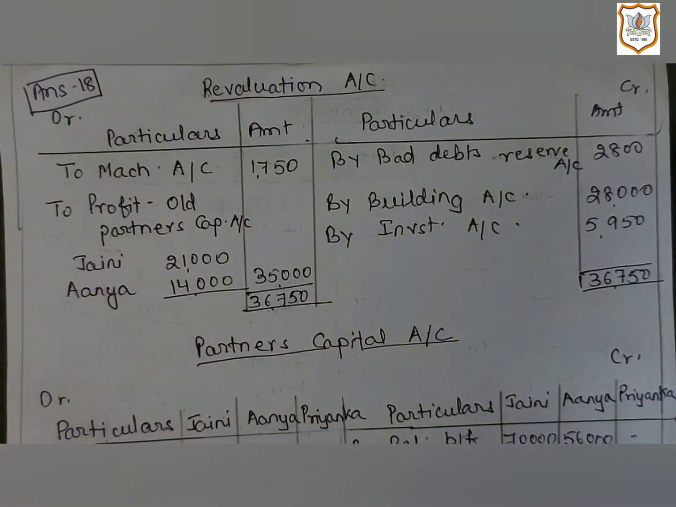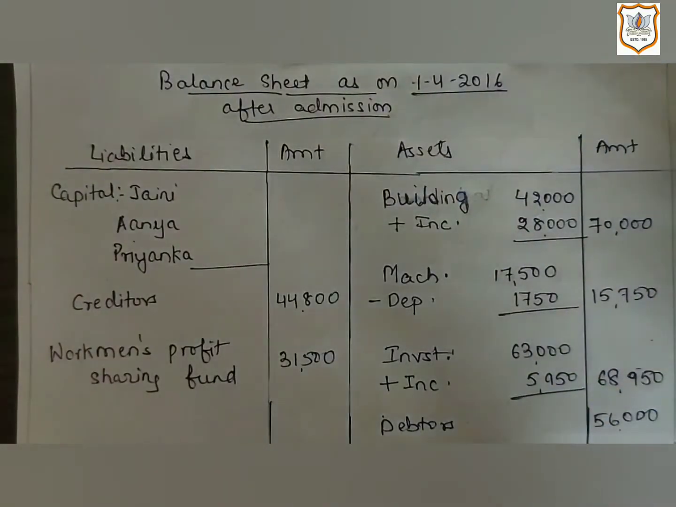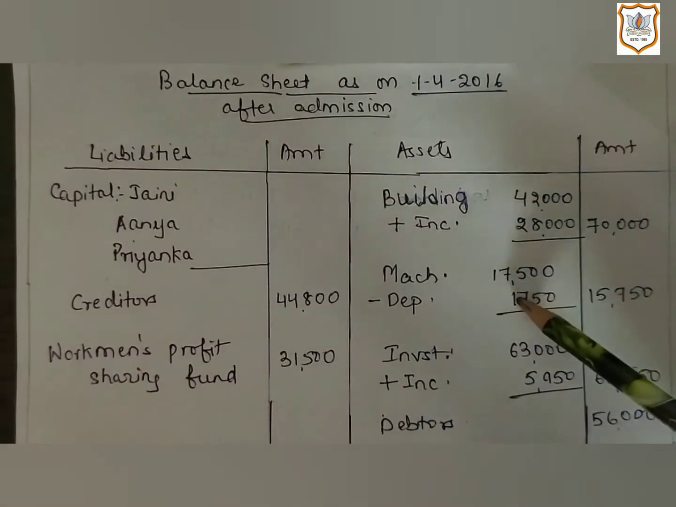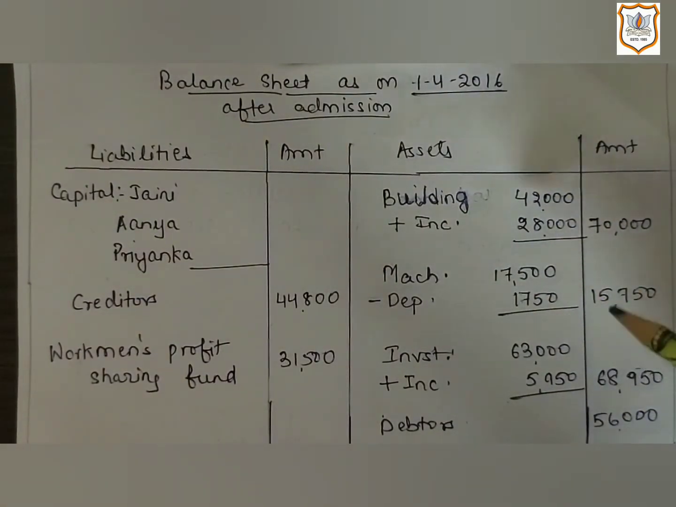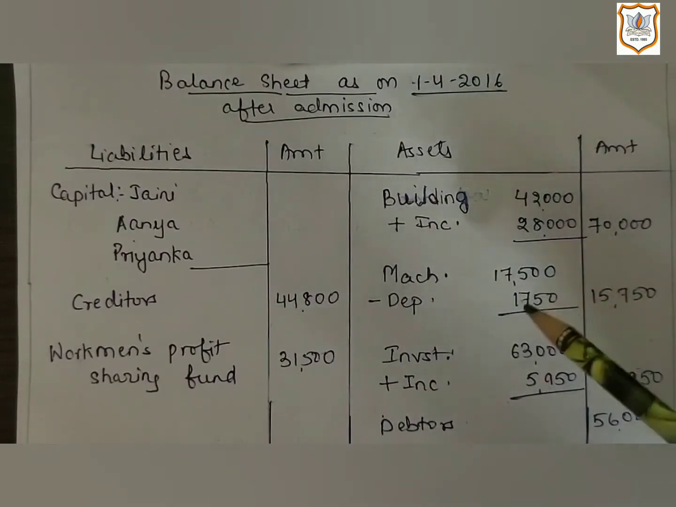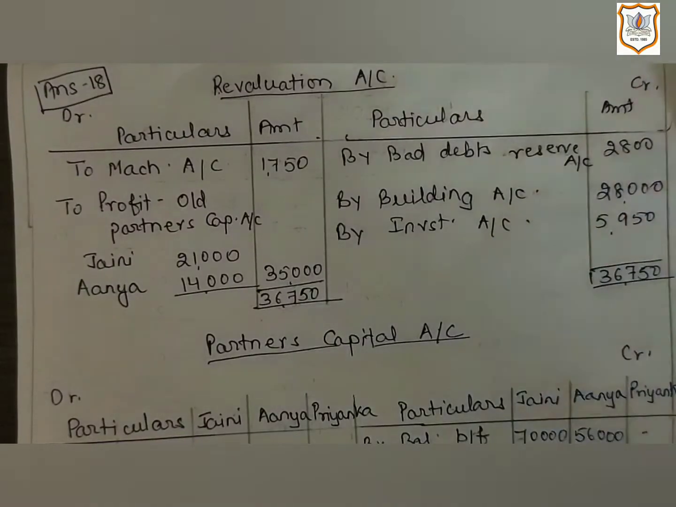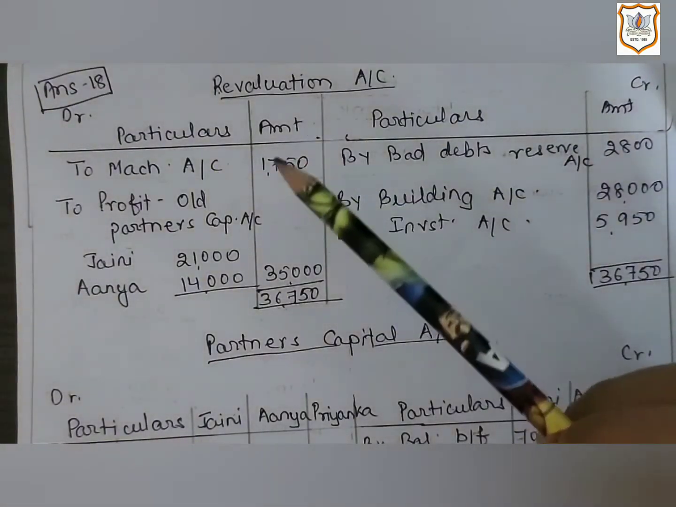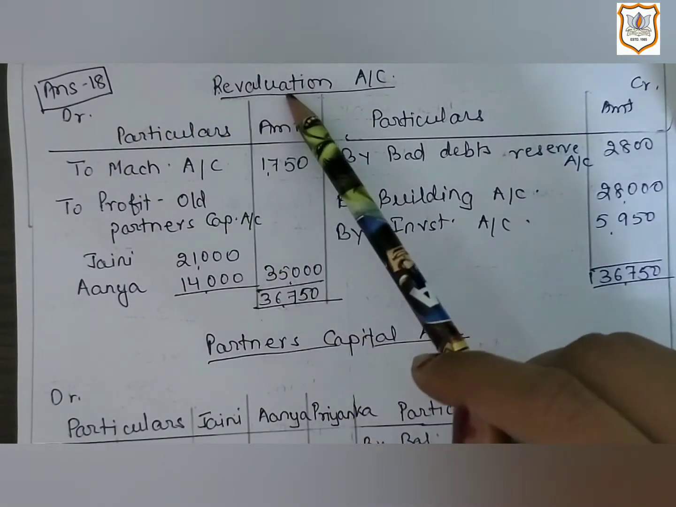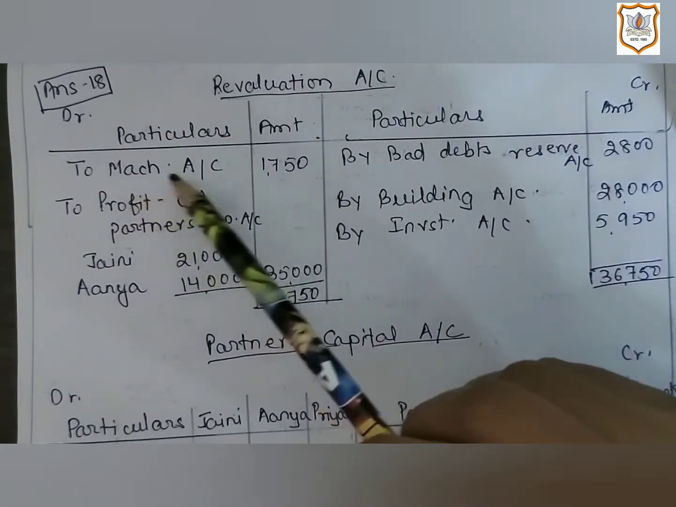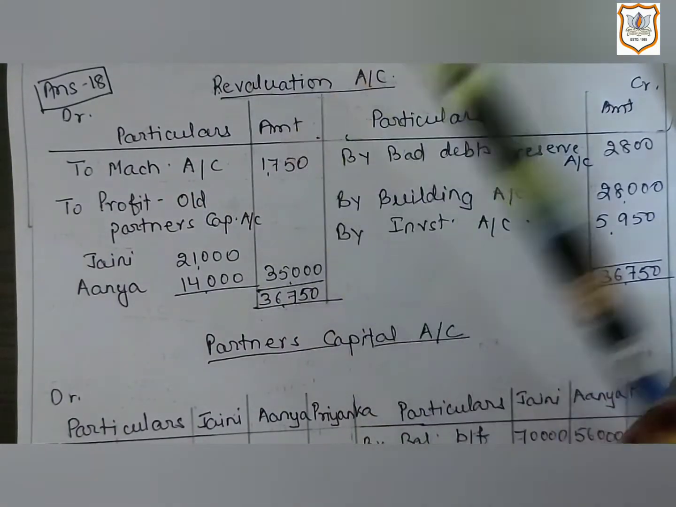Now the next point, machinery is to be reduced by 10%. In the new balance sheet, as the value of machinery is reducing by 10%, we will show the value of machinery at rupees 15,750, which is arrived at after subtracting 1,750 from 17,500. As the value of the asset is decreasing, it is a loss, so it will be recorded on the debit side of the revaluation account, to machinery account 1,750.